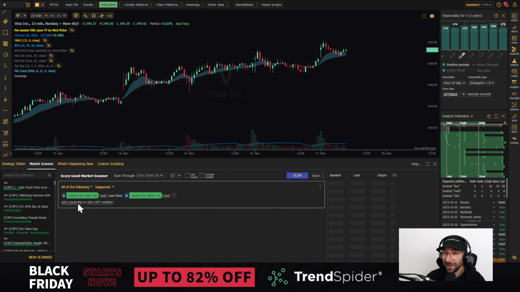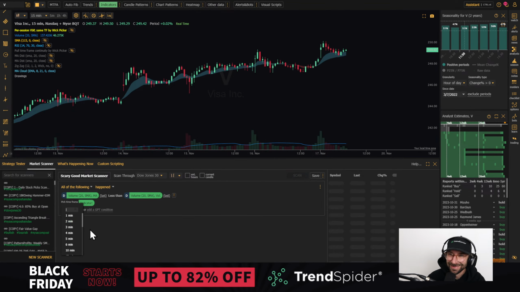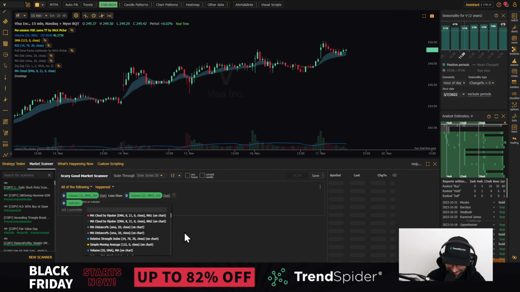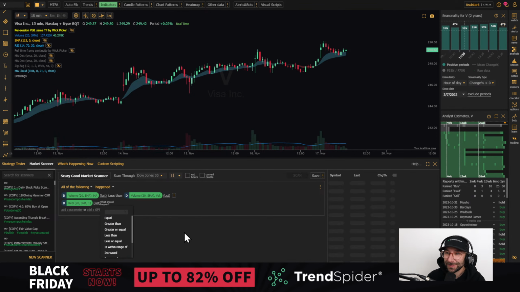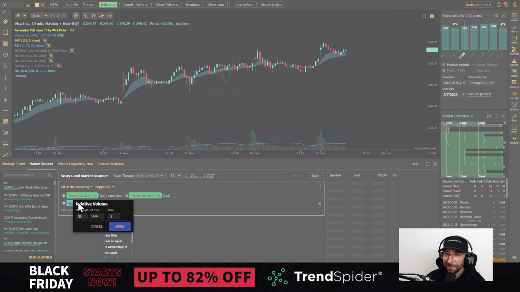There's another way to define this, though. There's relative volume. So when you type in RVol, that's relative volume. Relative volume is essentially just a value that defines the same thing as what we just defined in a different way.